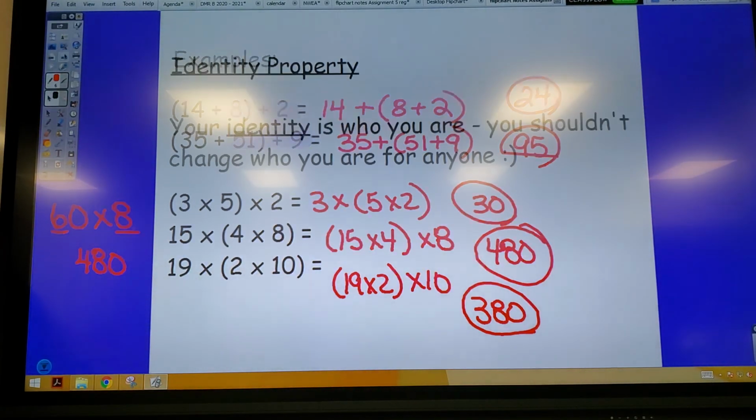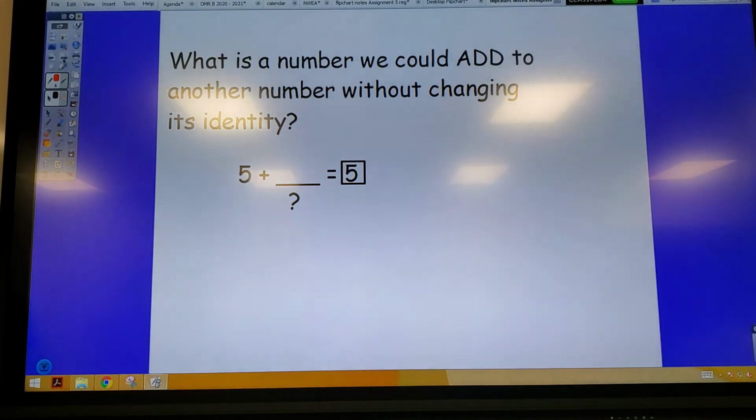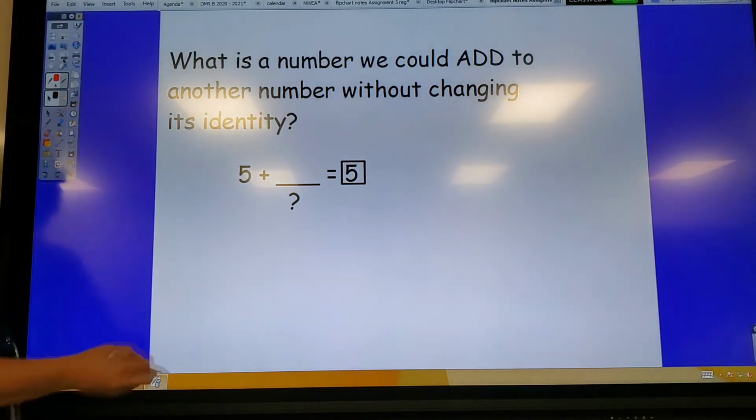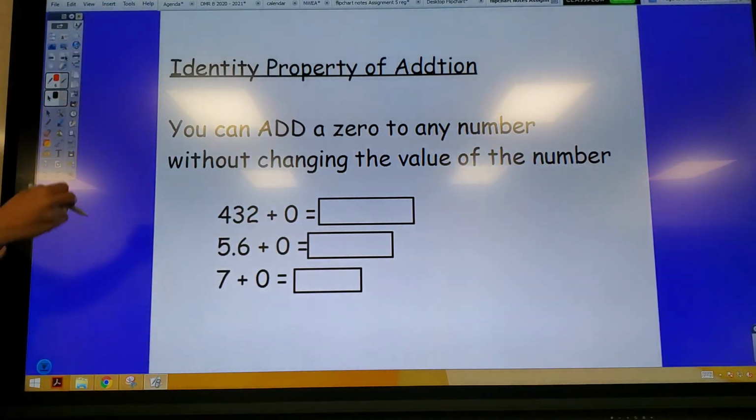Next, don't write this yet. Identity property. Now there's a separate identity property for addition and for multiplication. So your identity is who you are, and you shouldn't change who you are for anyone, right? Really shouldn't. So let's talk about what would happen if you were going to be adding a number. What could we add to 5 without changing its identity? 0. So that is the identity property of addition. So I'll write that.